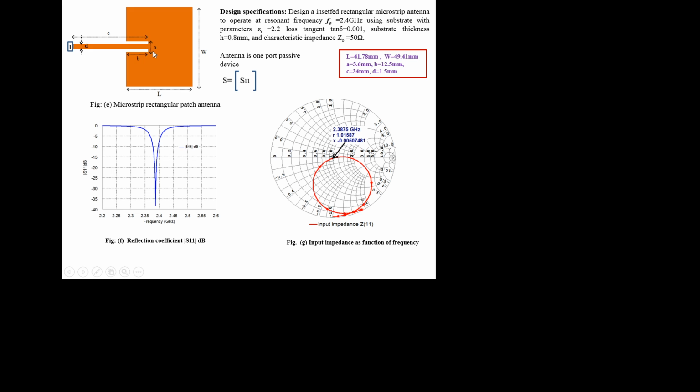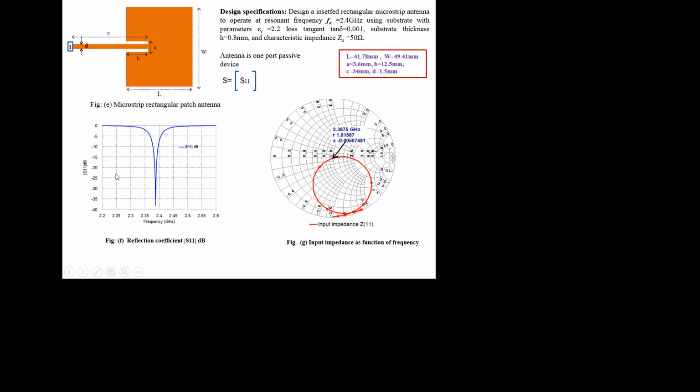Minus 38 dB means very little reflection. That means most of the power is delivered to the antenna. So what we can come to know is that minimum reflection means maximum power is delivered to the antenna, so automatically it radiates maximum. That is what we have to draw here.